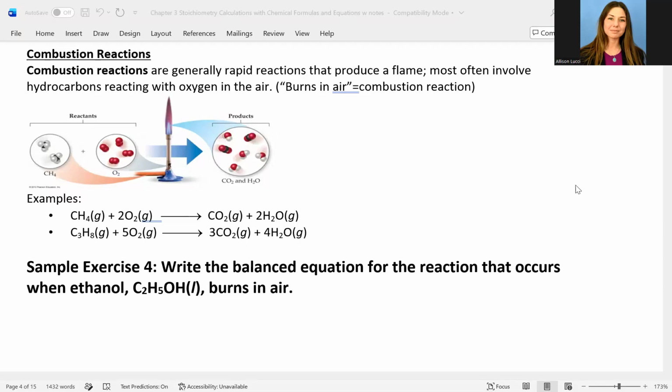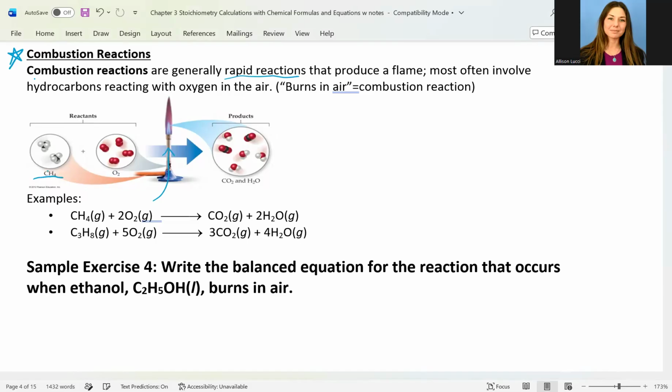In this video, we're going to look at a different pattern of reactivity, and this pattern is for what we call combustion reactions. Combustion reactions are usually fast. They're rapid reactions that produce a flame. So for example, we have our Bunsen burner here. Methane gas is commonly used and then ignited. So that's what we see in this image here.